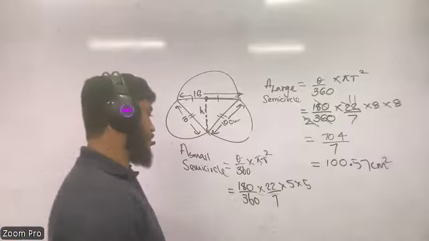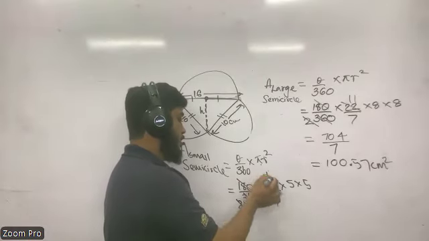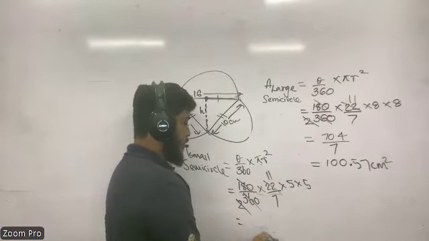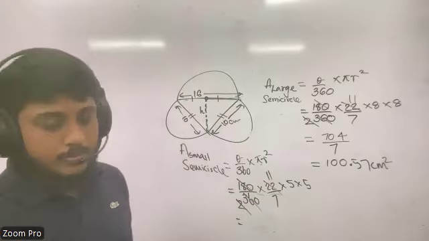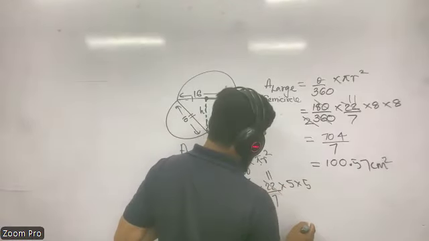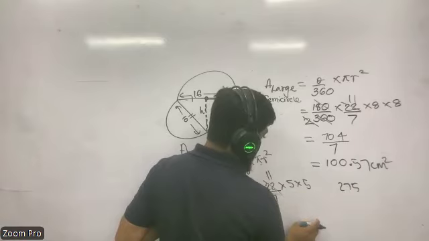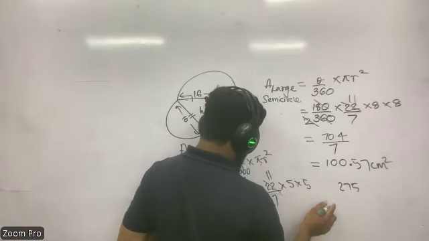So I have to simplify like this. 180 and 360 will be 2. 2 and 22 will be 11. 11 into 5 will be 55. 55 into 5 is how much? 25 into 11. 25 into 11 is 275. 275 divided by 7.